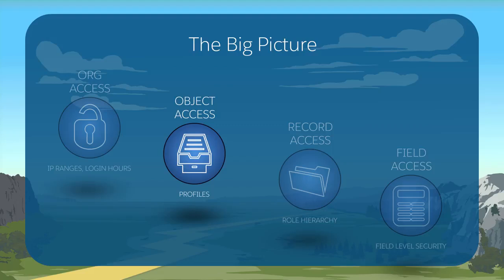Profiles determine the objects users can access and the permissions they have on an object record. Profiles control which tabs are visible and which tabs are available in the app launcher. They also determine object access and what permissions people have to each object: create, read, edit, and delete. As we saw in the earlier video, Organization Access, profiles contain system settings that control login hours and IP ranges.